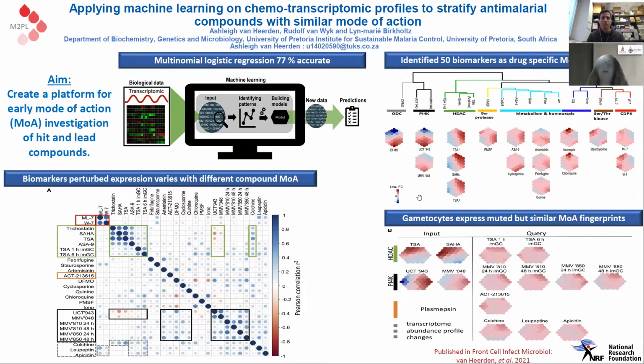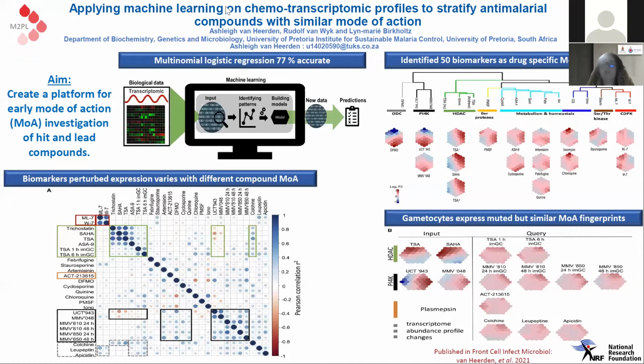Hello, everyone. Most antimalarial compounds are identified through phenotypic screening, and because of this, the mode of action of these compounds remains largely unknown. This leads to a lot of investment, such as time and costs, into compounds that might be discontinued due to later showing a very undesirable mode of action. To combat this, our group wanted to create a platform for early mode of action investigation of hit and lead compounds to accelerate antimalarial drug discovery.